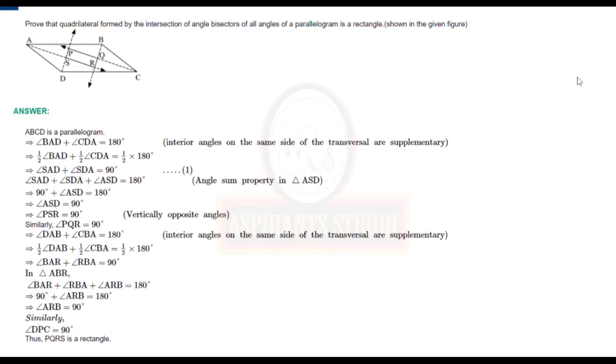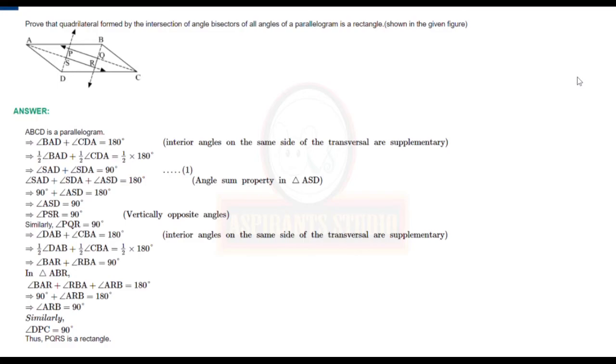Prove that quadrilateral formed by the intersection of angle bisectors of all angles of a parallelogram is a rectangle. Look at the figure 5.24 in your textbook. You have to write what is given, what is to be proved. I have given you practice. Now you can write what is given and what is to be proved.